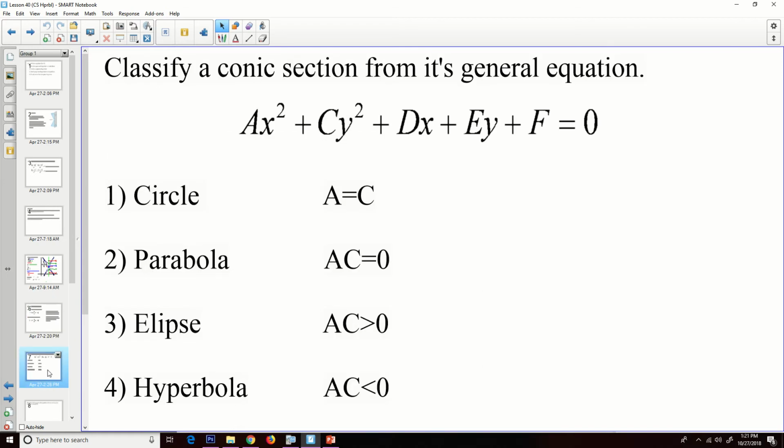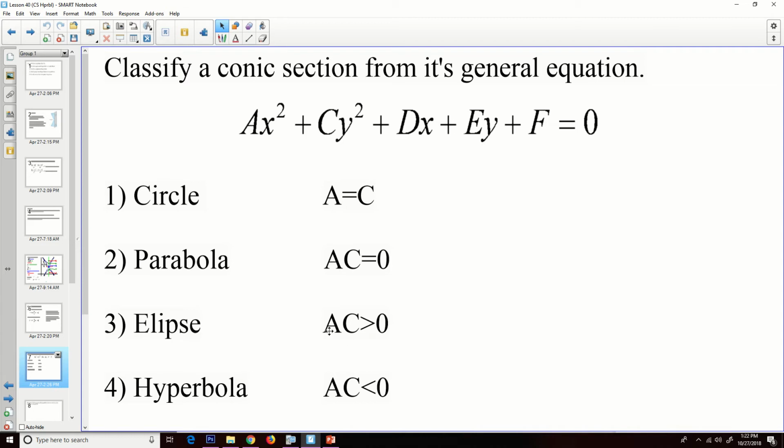The last concept that we have notes for is how to classify a conic section from its general equation. We look at the general equation, and it's a circle if the A value and the C value are the same. Why they don't have a B value, I don't know, but it's the way it is in the book. It's a parabola if A and C are equal to 0, or A times C is equal to 0. And that's actually very easy to look at, because if you have an x squared but don't have a y squared, it's a parabola. It's simple. Or vice versa. If you have a y squared but not an x squared, it's a parabola.